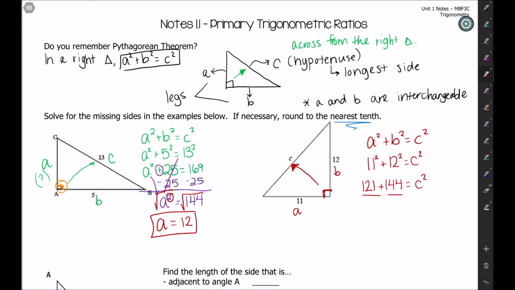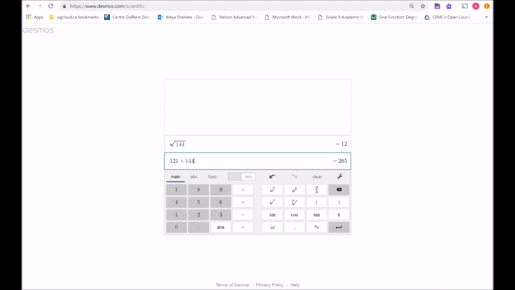So here I can just write down 265 equals C squared. And now the C is alone. Notice right here, you cannot square root until that A squared or that B squared or that C squared is completely alone. So I'm going to square root both sides to get the C out of there without the squared. And in order to do that, I have to square root the 265 here as well.